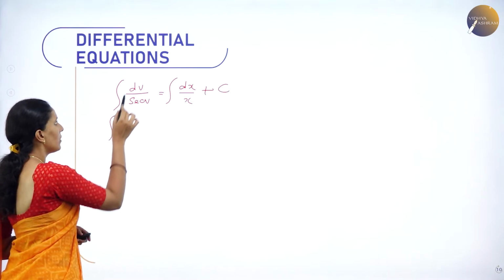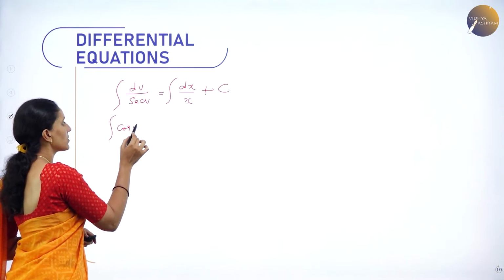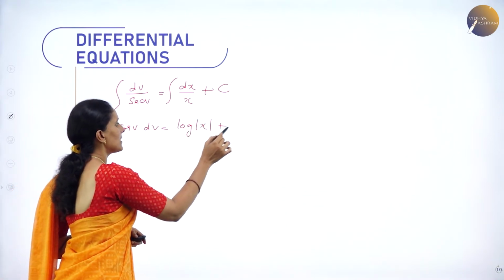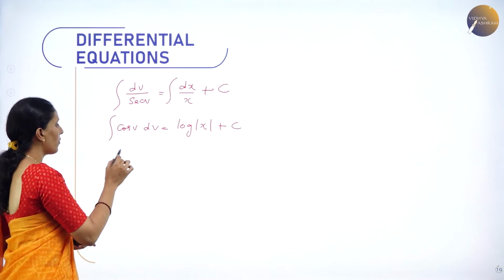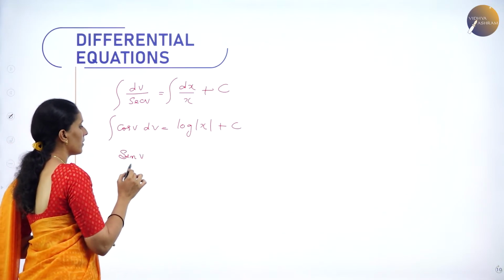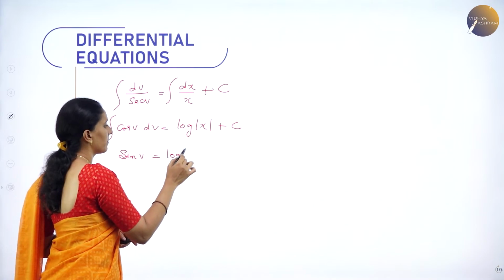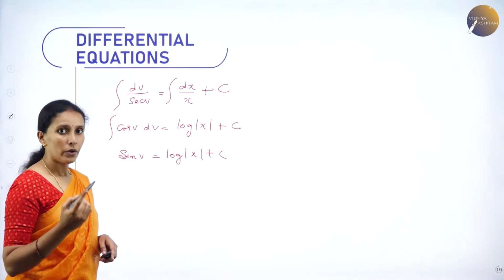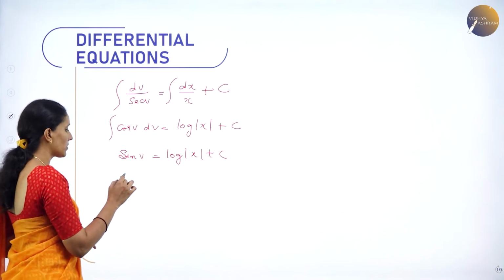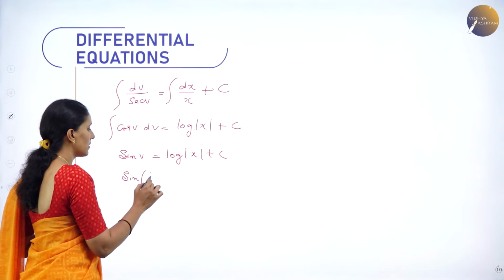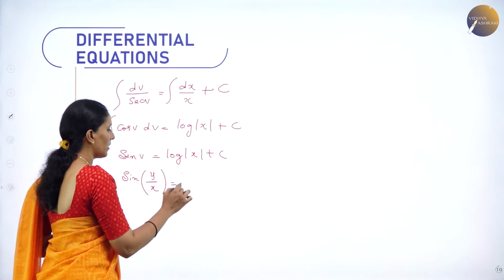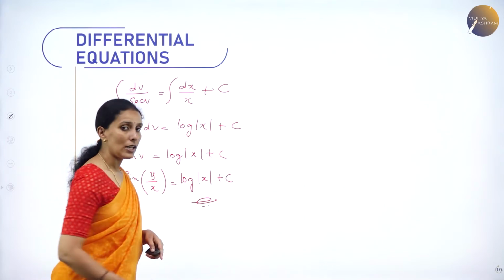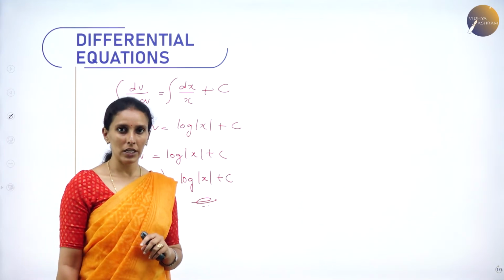So here you can write 1 over secant as cos v dv, and here you have log mod x plus c. So integral of cos v is sin v, and here you have log x plus c. What is v? Y is equal to vx means v is equal to y by x. So therefore here I can write sin y by x is equal to log mod x plus c. So this is the solution for the given differential equation.